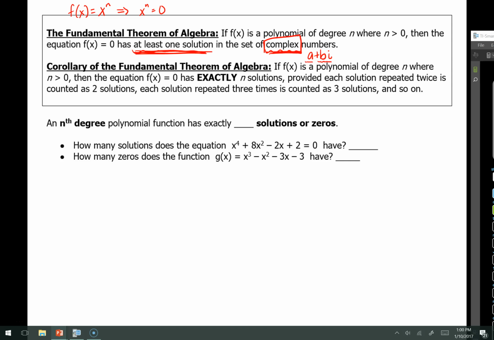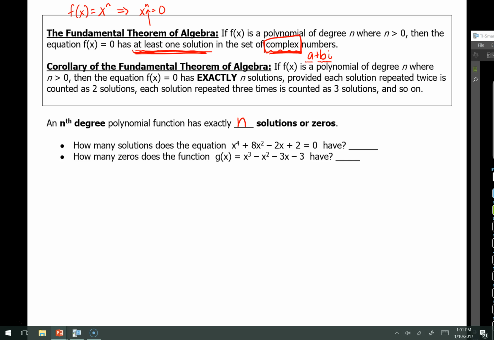There's a corollary to this theorem that says if f of x is a polynomial of degree n, where n is greater than 0, then the equation f of x is equal to 0 has exactly n solutions, as long as you count each solution, even those that are repeated, as separate solutions. So that means that if you know the degree of the polynomial, in this case n, you know how many solutions there are going to be total. If there is a polynomial that is degree n, then it's going to have n number of solutions or zeros.